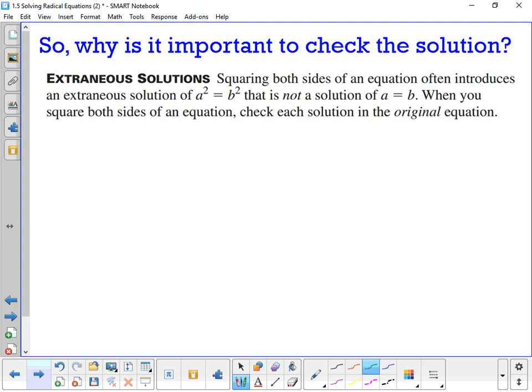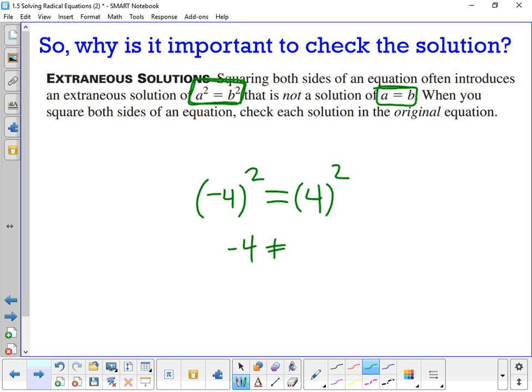And it really boils down to that just because the squares of two things are the same does not mean those two things are the same. For example, negative 4 squared is the same as 4 squared, but negative 4 is not the same as 4. And sometimes it can be tricky to see where in the equation that this might be happening. But what it boils down to is you've got to check the solution and make sure that it actually works. So in our next example, we'll see one that doesn't work.